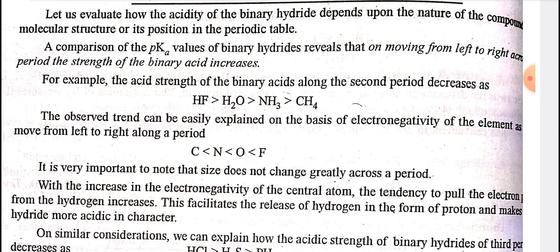The observed trend can be easily explained on the basis of electronegativity of element as one moves from left to right across a period. It is very important to note that size doesn't change greatly across the period. With the increase in the electronegativity value of the central atom, the tendency to pull the electron pair from the hydrogen increases. This facilitates the release of hydrogen in the form of a proton and makes the hydride more acidic in character. On similar considerations, we can explain how the acidic strength of binary hydrides of the third period decreases: HCl, then H2S, then PH3.